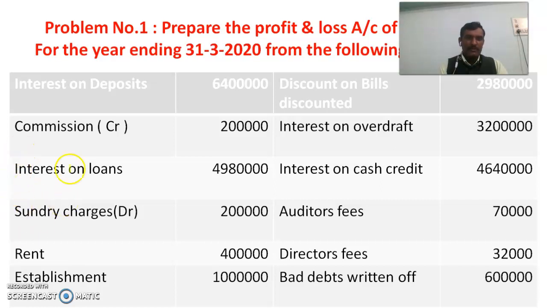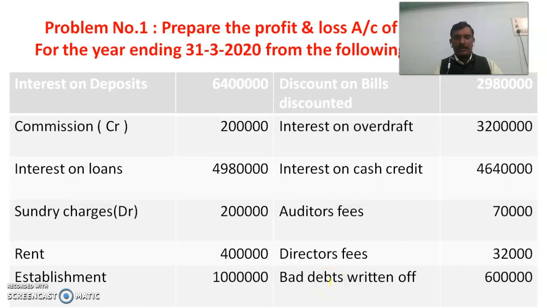Here interest on deposit is given, then commission credit is there, interest on loan, sundry charges, rent is given, establishment is given. Then they were also given the information about discount on bills discounted, interest on overdraft, interest on cash credit, auditor's fees is given, director's fees is given, bad debts written off is also given.